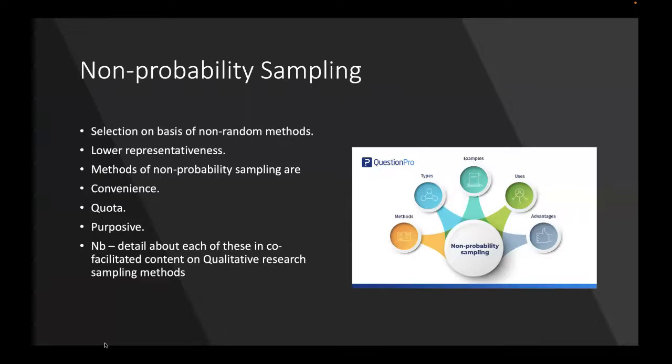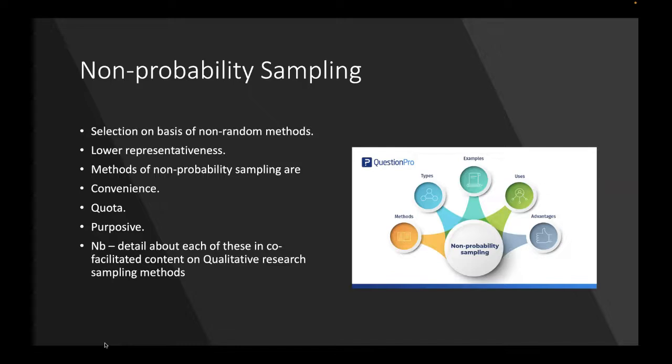Right, so non-probability sampling is the mirror image. It's the opposite. People are selected on the basis of non-random methods. We don't use mathematics to select people. Of course, because it's not mathematically determined, what you find from it is less likely to be representative of the wider group that you're studying. So they have lower representativeness.